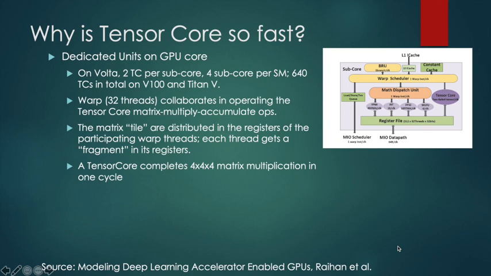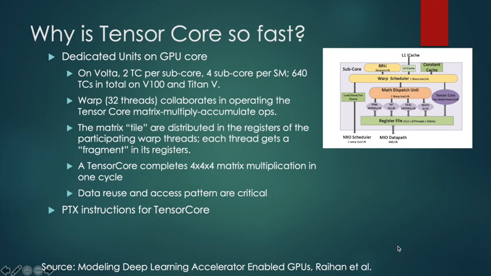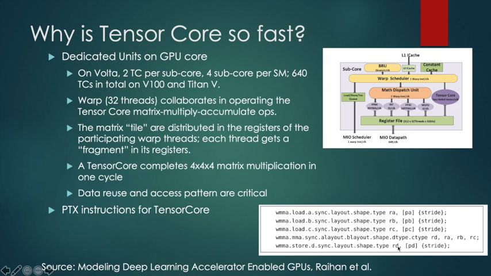A Tensor Core completes a 4x4x4 matrix multiplication in one cycle. That reuse and access pattern are critical. The CUDA compiler, NVCC, compiles code to host code and device code. The device code is compiled to PTX instructions at first, then it is compiled to the relevant machine code SASS. Here is a simple example of PTX instructions.